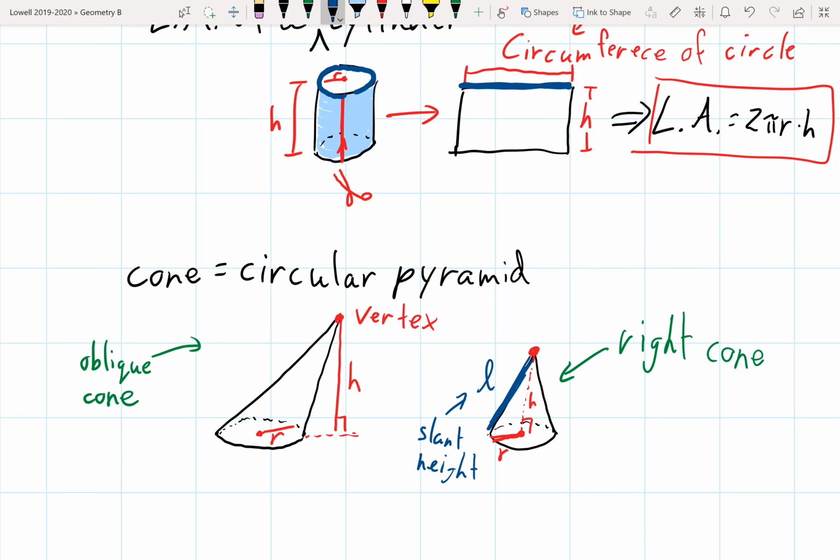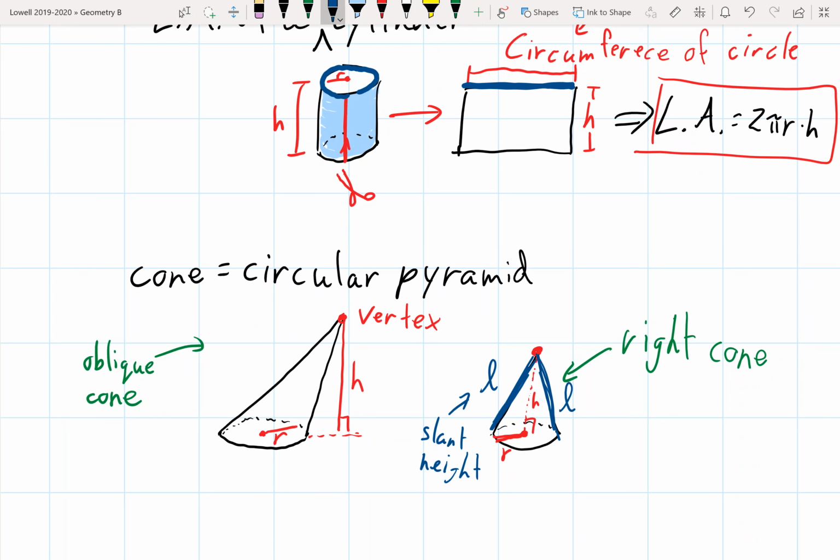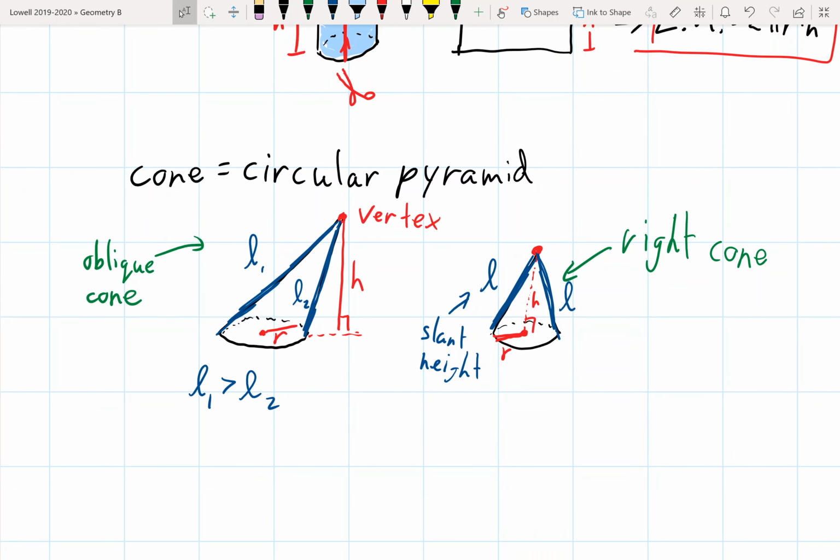If I draw it from the vertex straight down to the circle, that's one length. If I draw it on the other side, it's going to be the same length. If I draw it on this oblique cone, this one on the left here, and this one on the right, let's call this one L1 and call this one L2. You can clearly see that L1 is bigger than L2. And so, at least for our class right here, when we calculate lateral surface area, we're not going to look at lateral surface area of an oblique cone. We're only going to look at right cones. Okay?